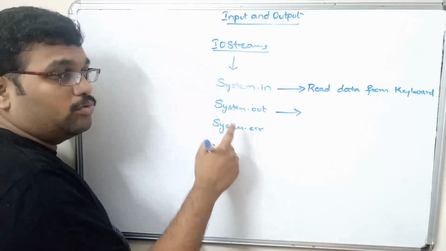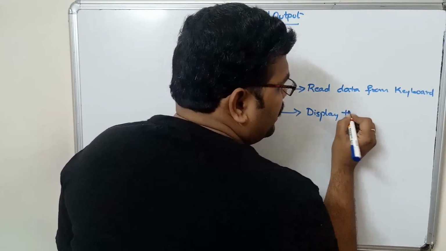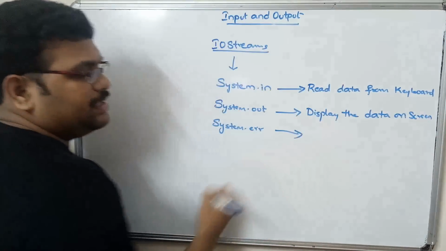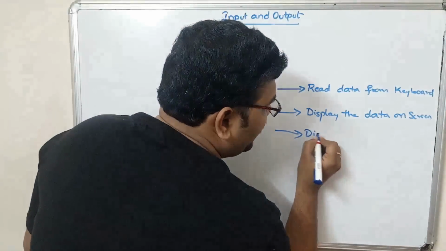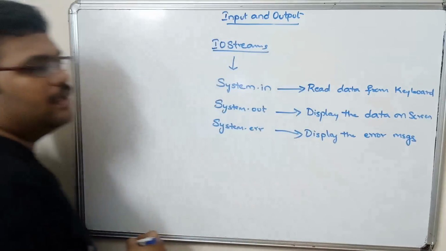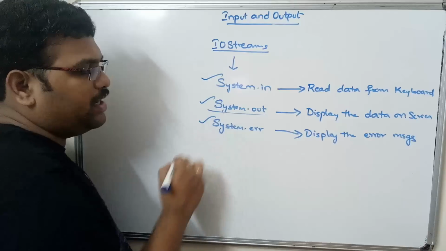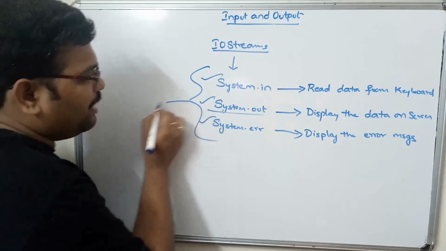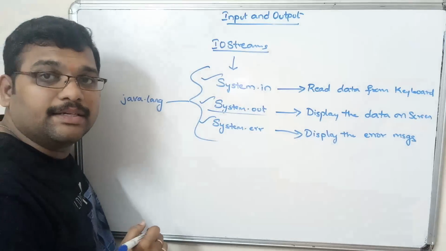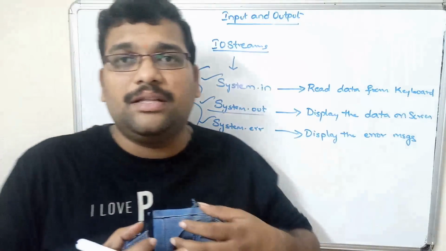System.out is used to display the data on the screen. System.err displays the error messages. So here these are classes: System.in, System.out and System.err. All these IO streams are available in the java.lang package.